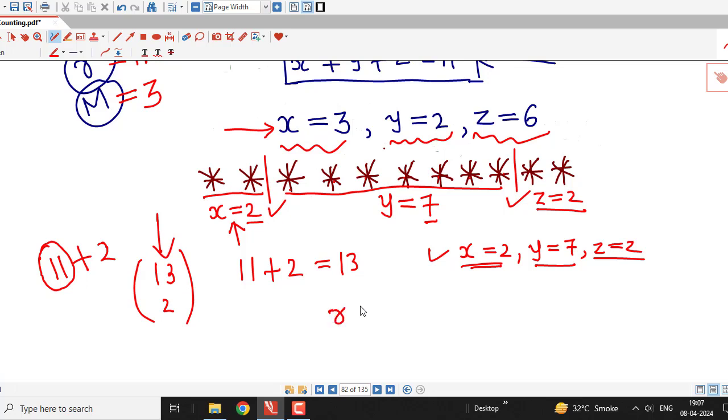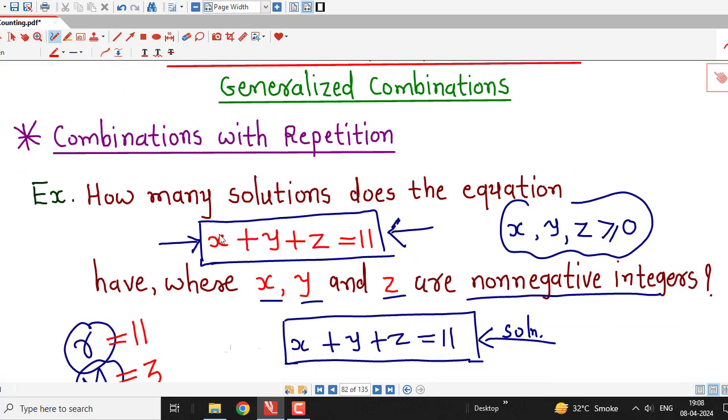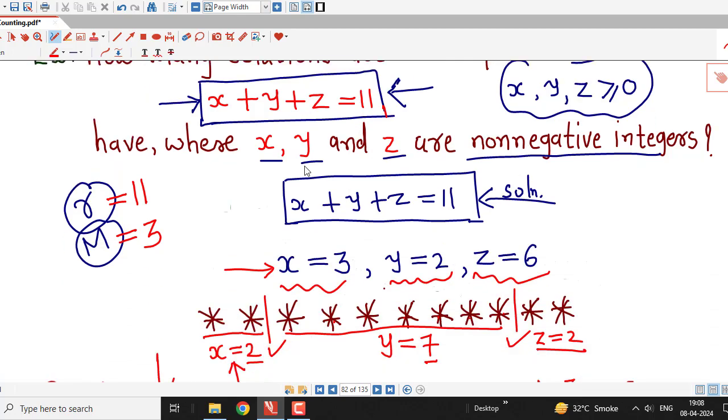Or we can understand that here we are interested in the selection of 11 objects of m equal to 3 types. Therefore we can use this formula r plus m minus 1 c m minus 1. m minus 1 is 2 and plus 11, that is 13 c 2, and this will give us the total number of non-negative integer solutions. So this is a very interesting question. Using combinations with repetition, we are able to decide the exact number of non-negative integer solutions to the given linear equation in x, y and z.